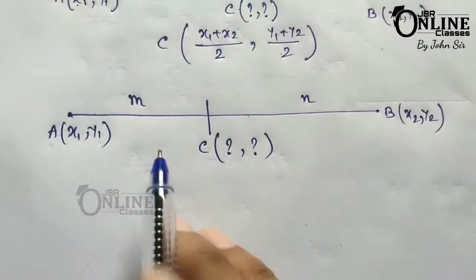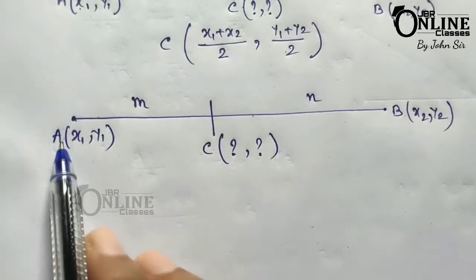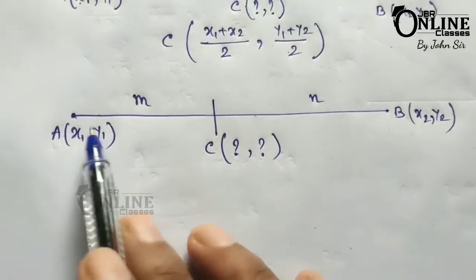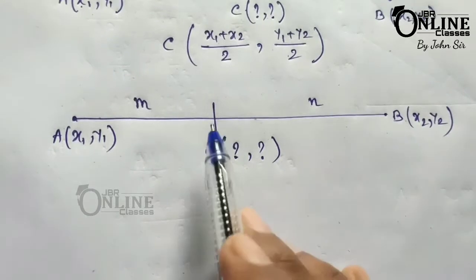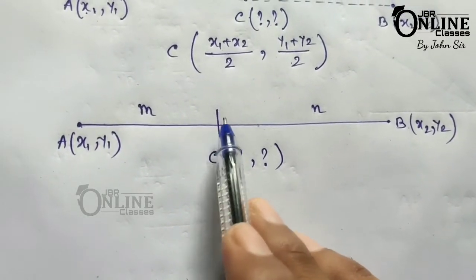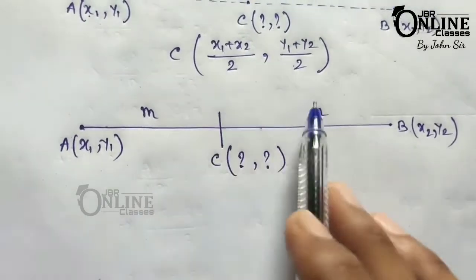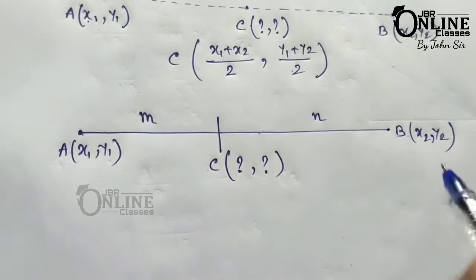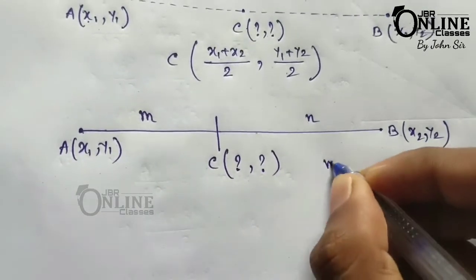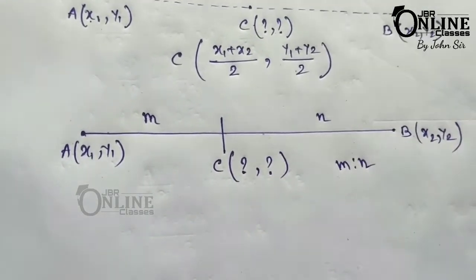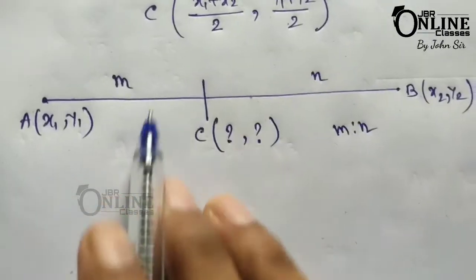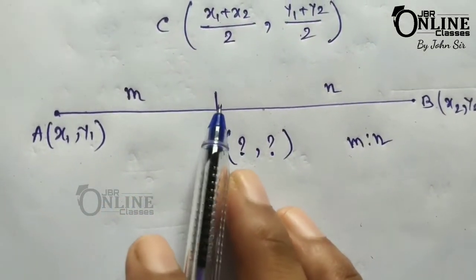Now the next formula. Here A and B are two points and AB is the line segment. Now if this point, that means point C, divides this line segment in the ratio m is to n, then you have to find the coordinates of this point.